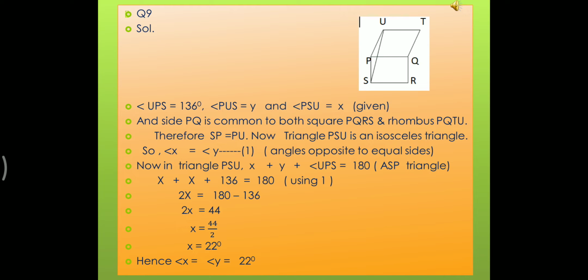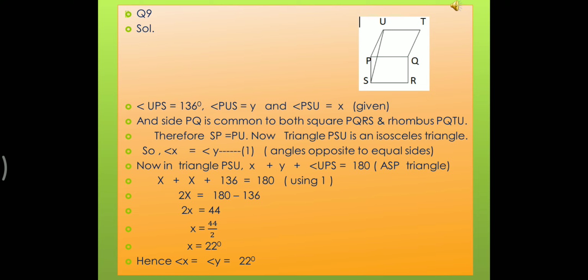Now we have to do question number 9. I think question number 9 is important. In this question, we have been given a figure. In the figure, PQRS is a square and PQTU is a rhombus.